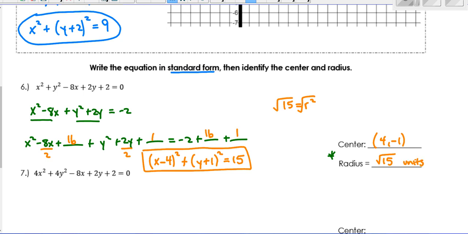Or I could take the square root of 15, which tells me that my radius is about 3.87 units. Okay, it kind of depends on what format we want this in. If we're graphing, we want to use 3.87 because it's easier to graph that than it is root 15. If it's asking for an exact answer, square root of 15. Either of them is fine if I don't specifically ask.